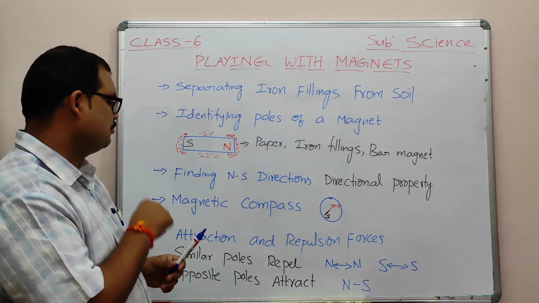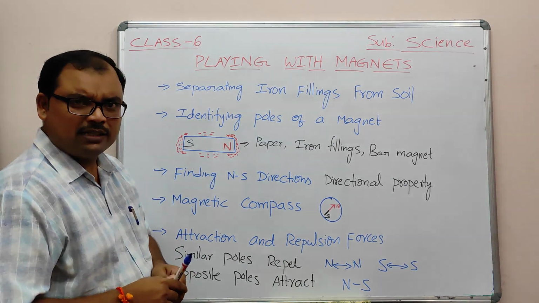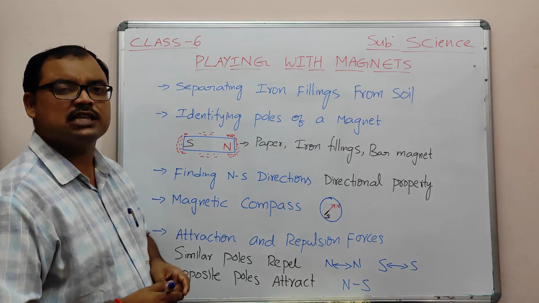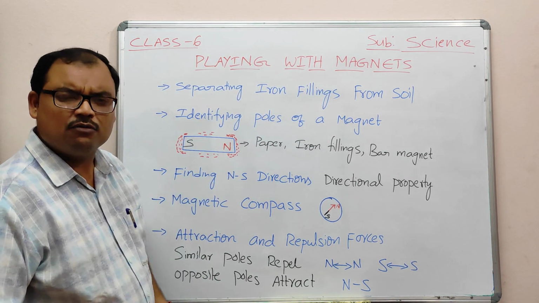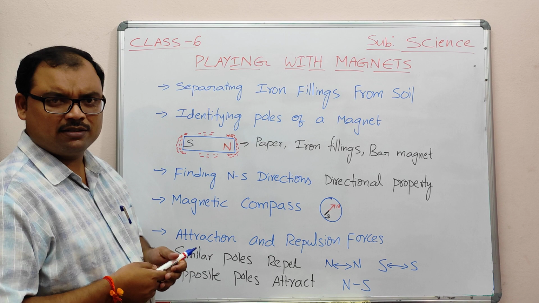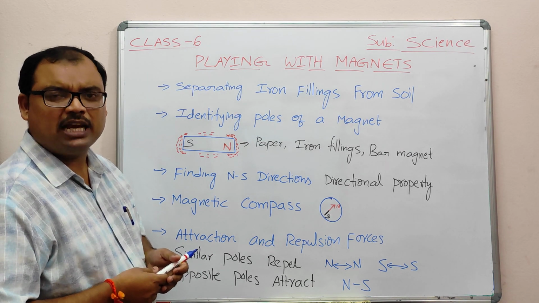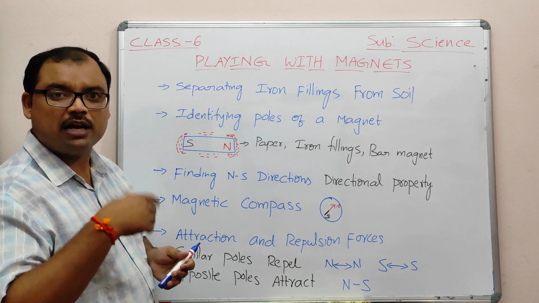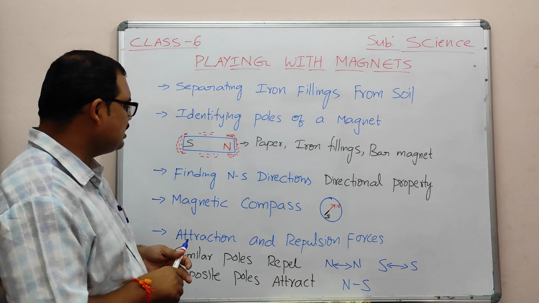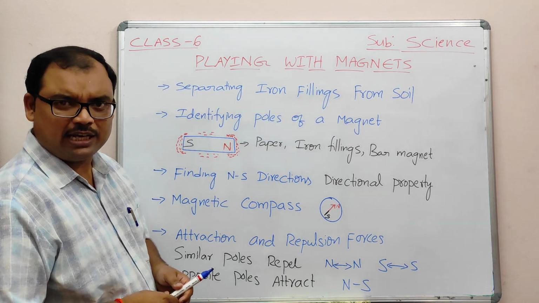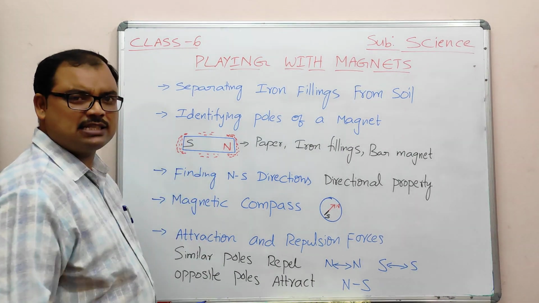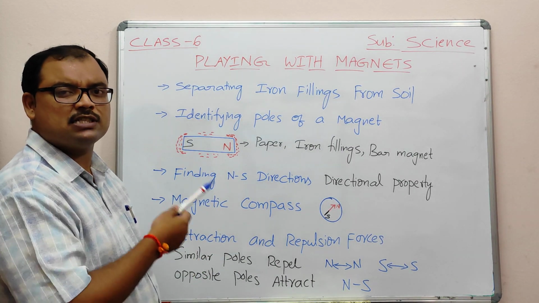Right? Now, let us find the directions using a magnet. I told you it has 2 poles, right? What poles are they? When you look at a globe, Earth also has 2 poles, North Pole and South Pole. Like that, a magnet also has 2 poles. I just wrote here N and S. N stands for north, S stands for south.